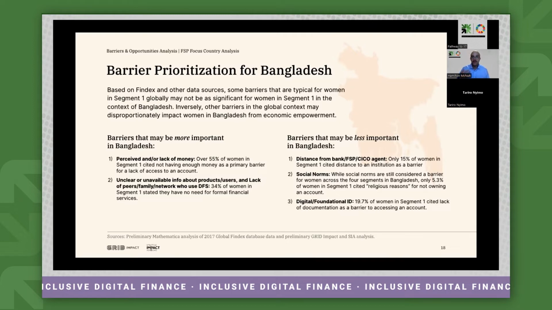In terms of barriers that might be less important, and this is sort of contradictory to what we've heard from Shoheli yesterday, but remember this is high level data, right? So it's not looking specifically at rural areas, but only 15% of women in segment 1 cited distance as a barrier. And only 19% of women in segment 1 cited the lack of documentation as a barrier to accessing an account. So some of these things might be a little bit more relevant, some of them might be a little bit less relevant, but they're all relevant, right? This is not trying to take away from the importance of these barriers.